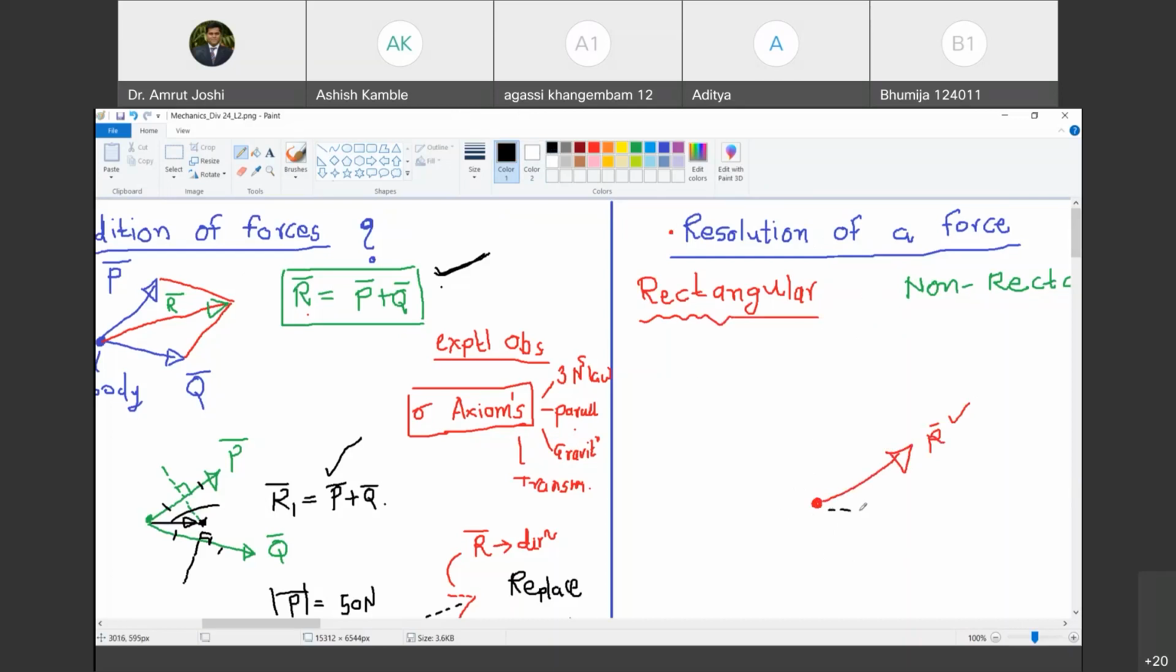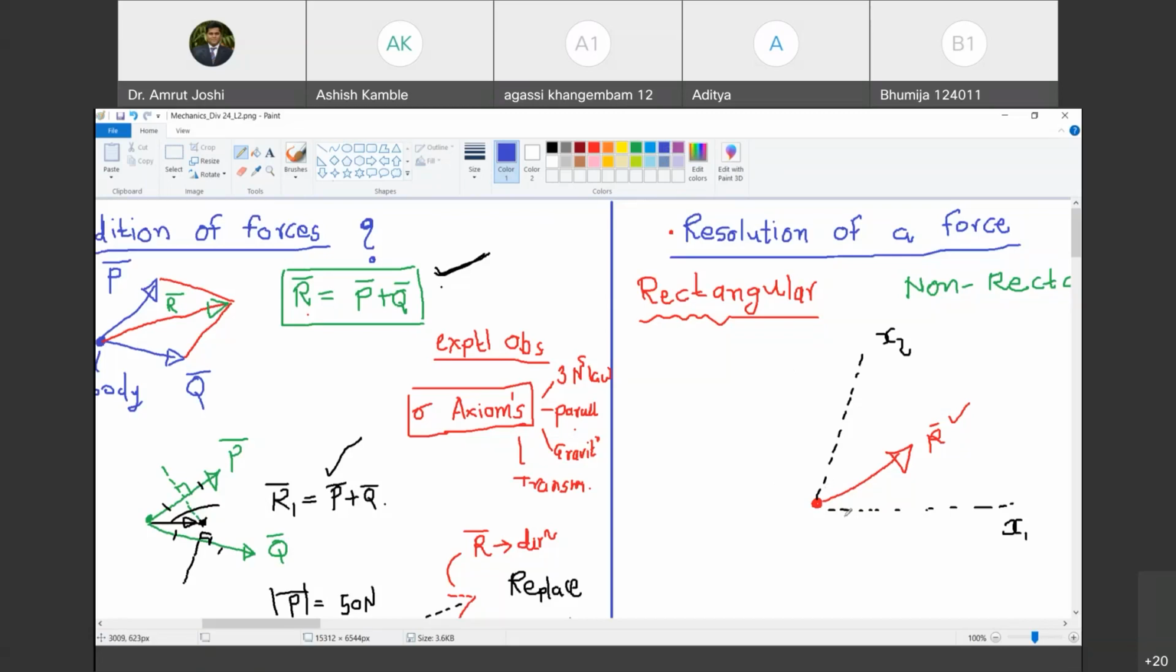If I know the direction of these two forces, let us say the first force was directed along this direction x1, and the second force is directed along this direction x2. Are you with me? Now, what must be the magnitude of force along x1 and what must be the magnitude of force along x2 acting on this body such that its addition is r bar? If I ask this question, then we venture into something called resolution of a force. Are you with me?